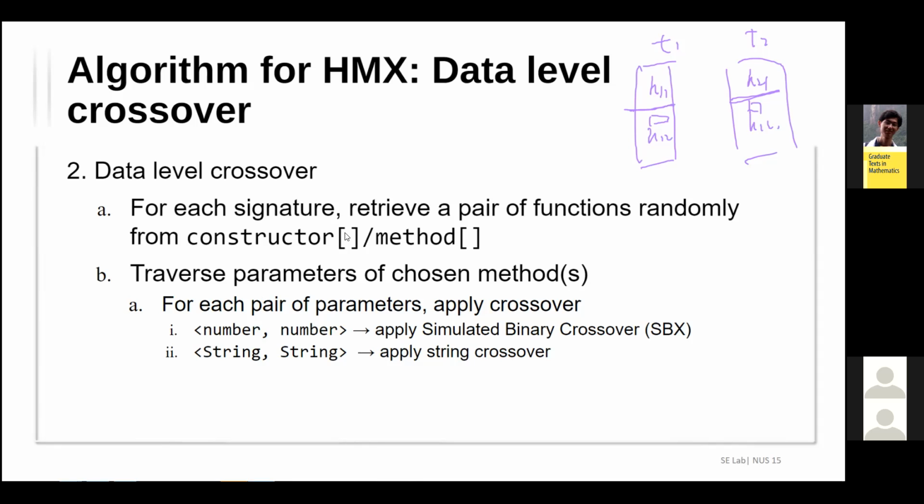Sorry, I may have missed it again. What's the definition of the data level crossover here in the test case crossover? Okay, sorry if I wasn't so clear about this. The data level crossover applies only to pairs of parameters from compatible functions. The point is that you only change their parameters, right? Yes. So this is for generating new parameters based on the previous pairs of parameters in the old test case.